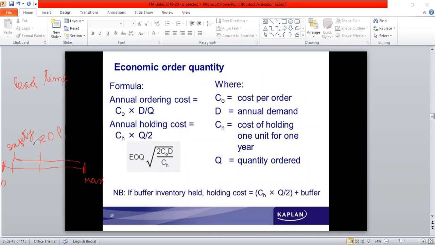If this is the reorder point, when the inventory level comes to this point, an order is placed. But how many units of order would be placed? That is called the reorder quantity. How many units should be purchased when the order is placed is the concept of reorder quantity. Reorder quantity can also be called economic order quantity.